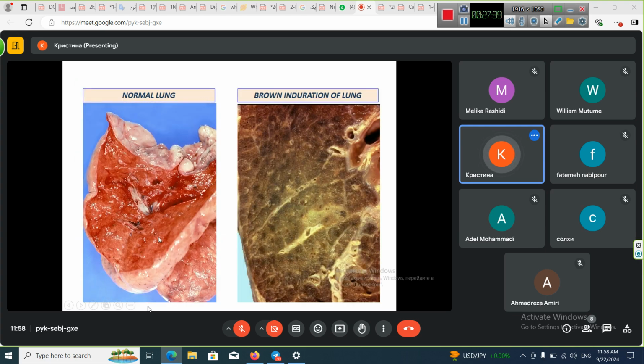On the section, the same. Normal lung should be pink. Red is because of a lot of blood capillaries which fill the normal lung. And on the section, brown induration of lung looks like this. You see brown tissue, and it is brown and hard.